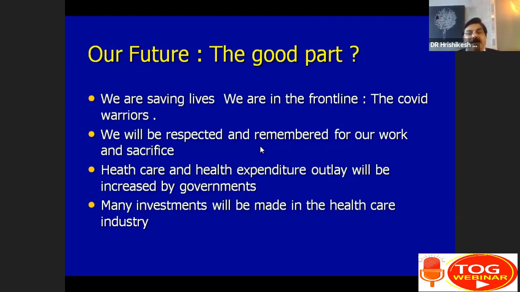We are saving lives. So we are in the front line. Everyone is praising us as COVID warriors. We will be respected and remembered for our work and sacrifice. Surely we will. Healthcare and health expenditure outlay will be increased by governments in the future.